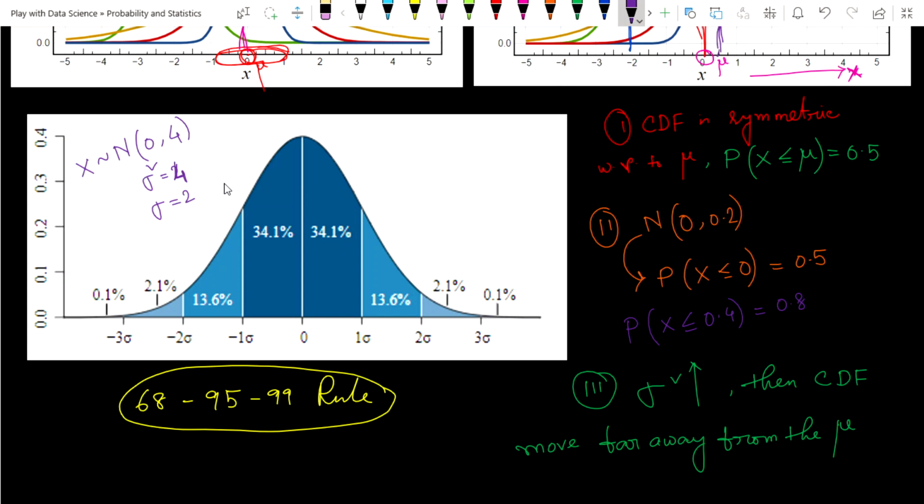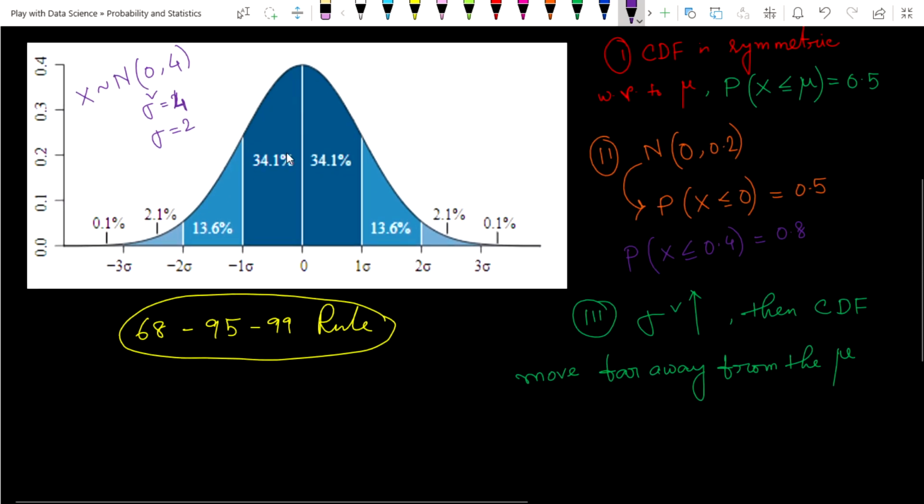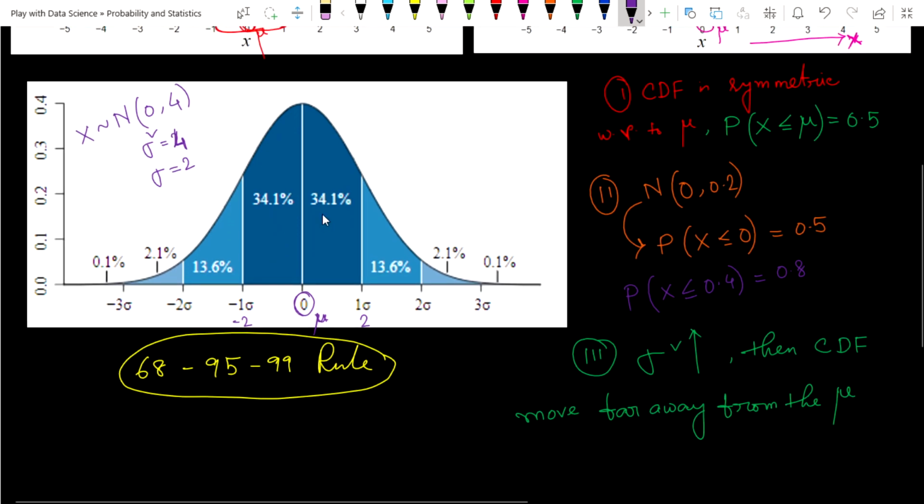Now we can easily conclude that if our data sets obey these normal distributions, then the mean is 0. Actually, this one is our mean. Here 1 sigma means sigma is equal to 2, so this point will be 2 and this point will be minus 2. Then from this theorem we can easily conclude that 34.1% of the data will lie between the mean and the first standard deviation.